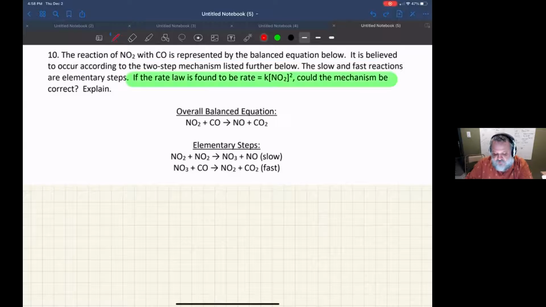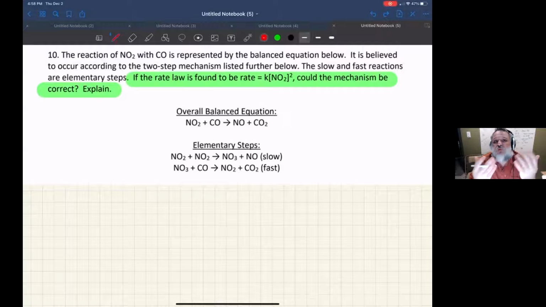So in this particular problem, it says, here's the rate law that we determined elsewhere experimentally, and we want to know if the mechanism could be correct. And so we want to offer an explanation for that. So let's see if it meets the first mechanism requirement, and that's that the overall kinetics of all of the elementary steps has to equal the observed rate law.